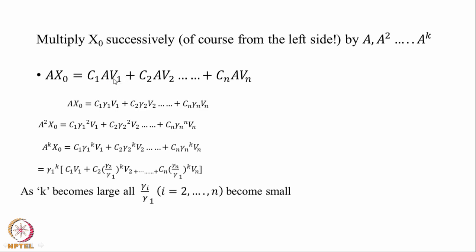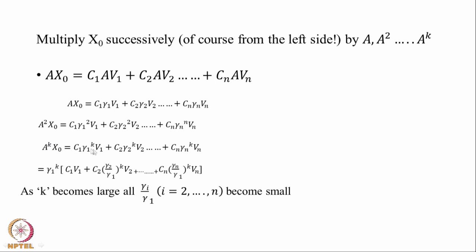A multiplying V 1 will give me gamma 1 V 1. A multiplying V 2 gives me gamma 2 V 2, second eigenvector, second eigenvalue. So now I multiply A the second time. When I multiply the second time, I get gamma 1 square V 1, gamma 2 square V 2, gamma n square V n. Okay. So when you multiply the kth time, I will get C 1 gamma 1 to the k V 1, C 2 gamma 2 to the k V 2 and C n gamma n to the k V n. This n should actually be 2 here because it is a square.